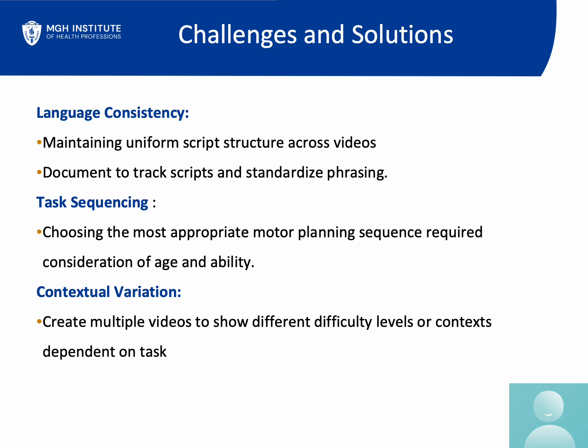For example, if we used "turn on the water," we elected to use "turn off the water" as opposed to "turn the water off." Another challenge we encountered was task sequencing. It was a priority to ensure that the most appropriate motor planning sequence was considered in relation to the target population's age and ability for each task. For instance, we selected the bunny loop method for shoe tying as a developmentally appropriate approach versus the one loop method that we personally use on a daily basis.